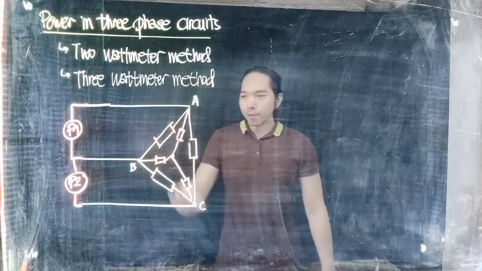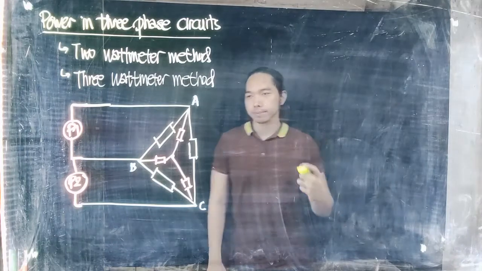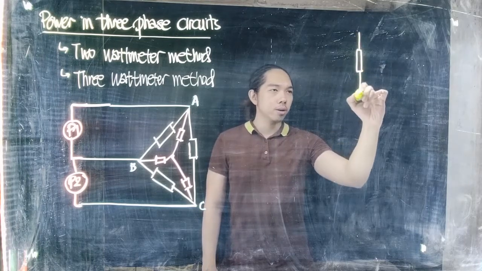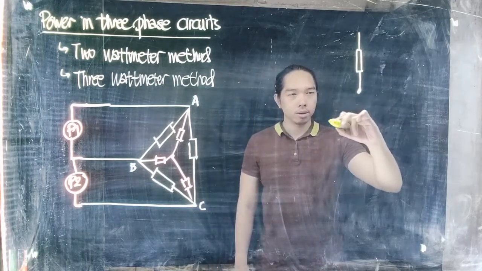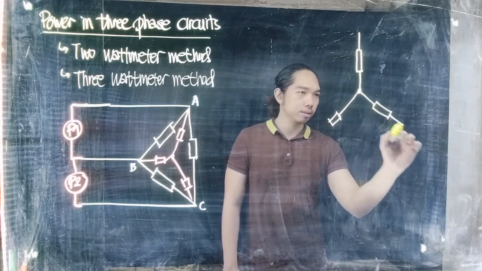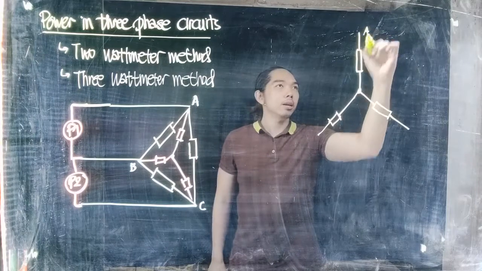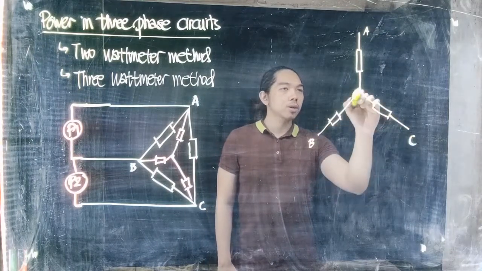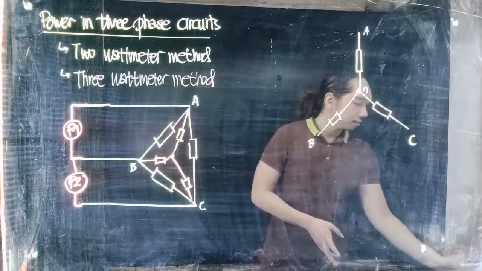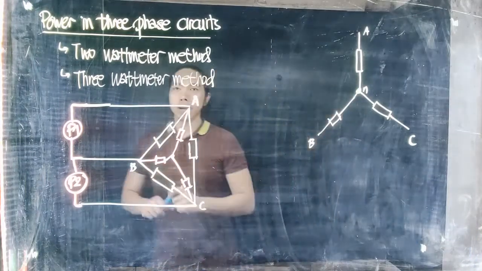So what if now the connection is in Y? The load is now in Y, connected like this. We have one load impedance here, a neutral one here, another load impedance here, and another load impedance here. So it looks like this. This is node A, this is node B, this is node C. This is the neutral point, the common between the three. For this case, we're going to use the 3 watt-meter method.